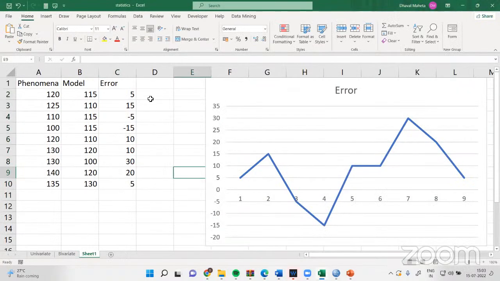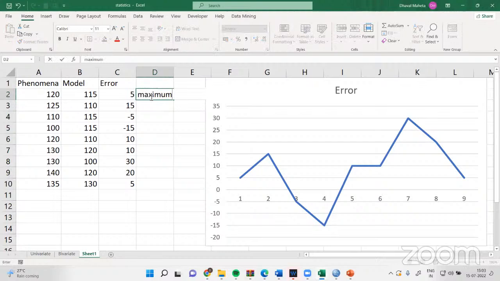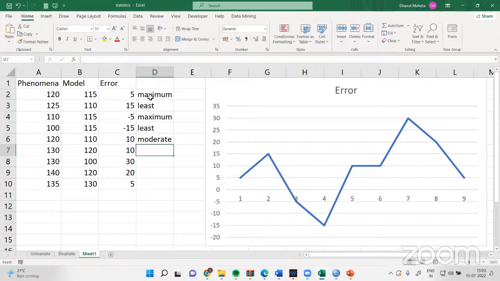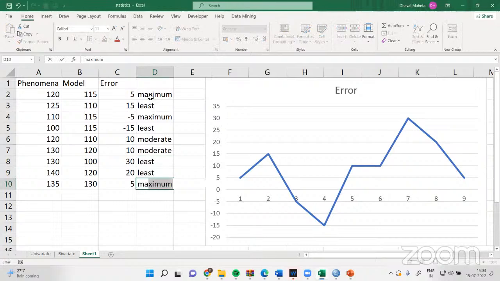It means that, see, this can be maximum, fine, no problem, in the tolerable limit. This should be least, maximum, least, moderate. If it is zero, ideal, least, maximum. Is it clear? Yes, sir. Is it clear? Shall I proceed further now? Yes, sir. Okay.